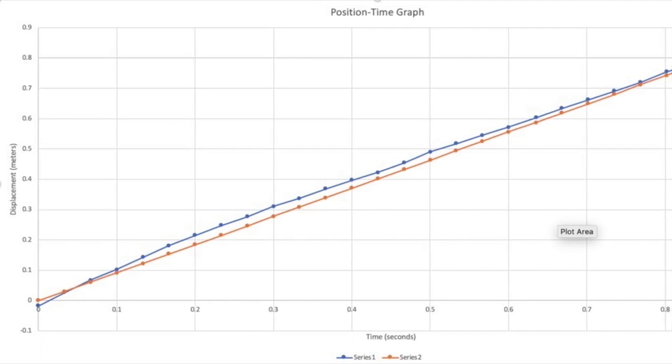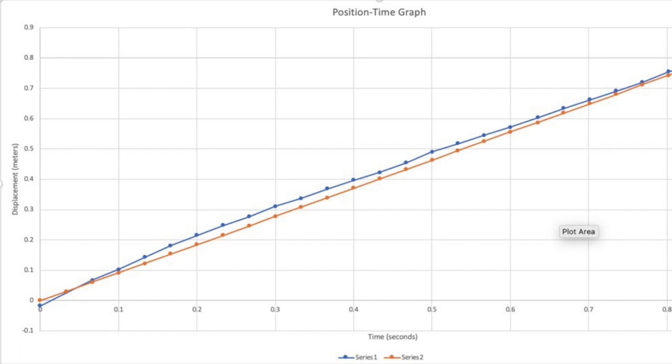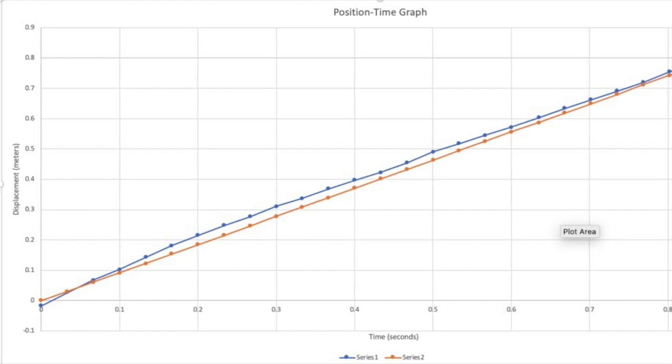In conclusion, the computer program is much more accurate when attempting to collect data about the movement of an object with constant velocity.